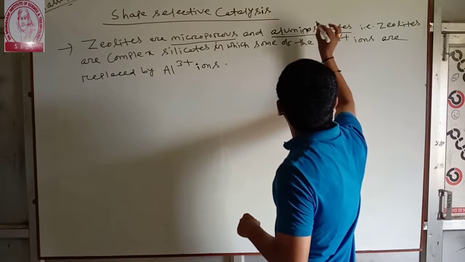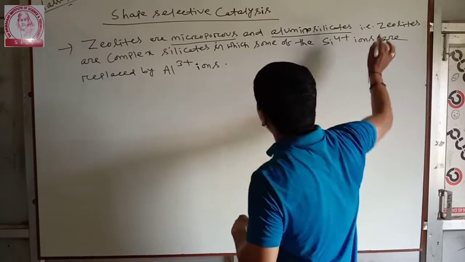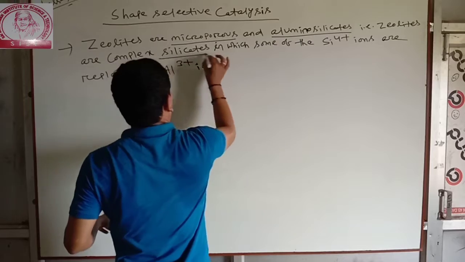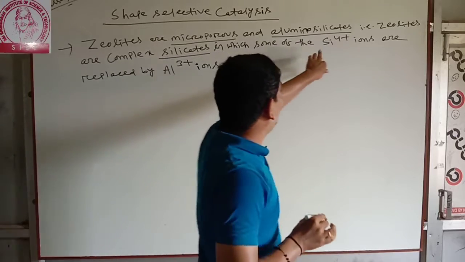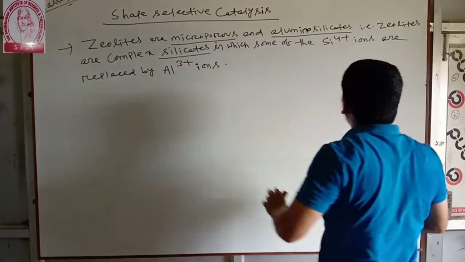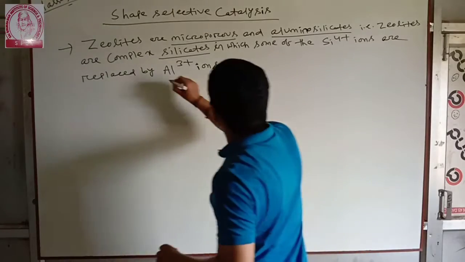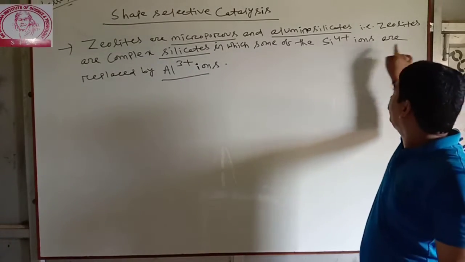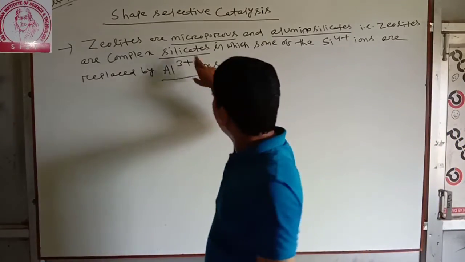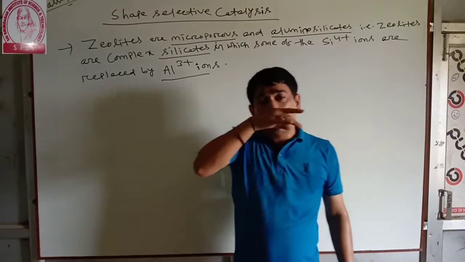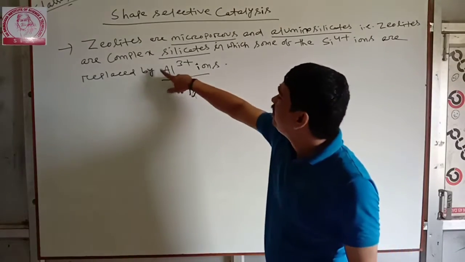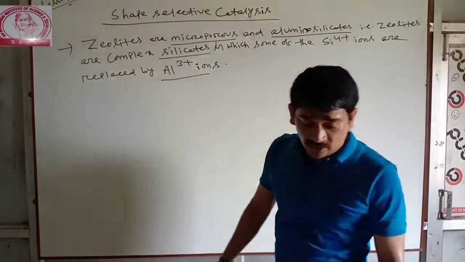Zeolites are aluminum silicates. That is, zeolites are complex silicates in which some of the Si4+ ions are replaced by aluminum 3+ ions.